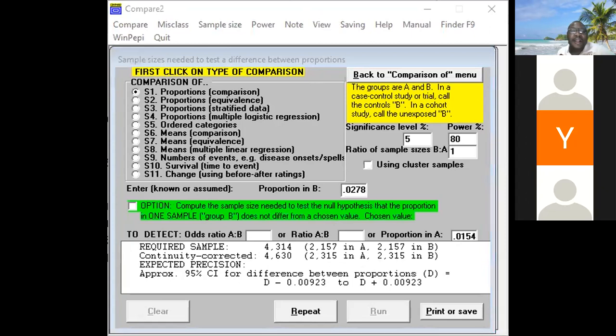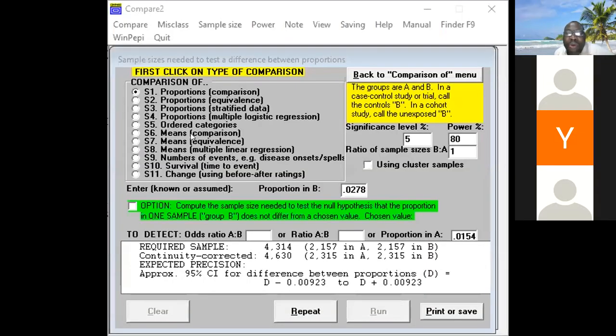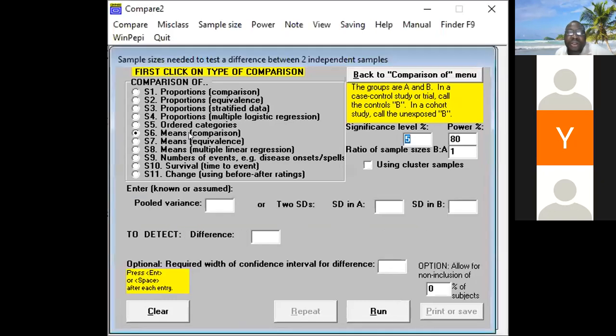Let's look at when it is mean. Yes, Odusolu, since you say you have a mean, you give us the information about your mean. If it is mean, you click on comparison, mean. Can you see now? It gives you 5%, 80, then it gives you pooled variance, or you have variance for each of them. And I use pooled variance.